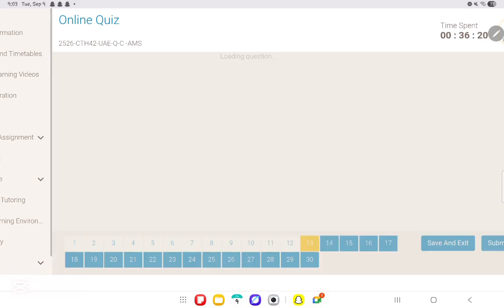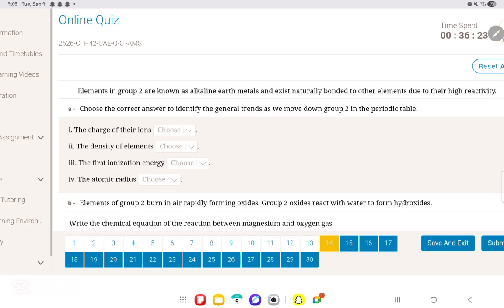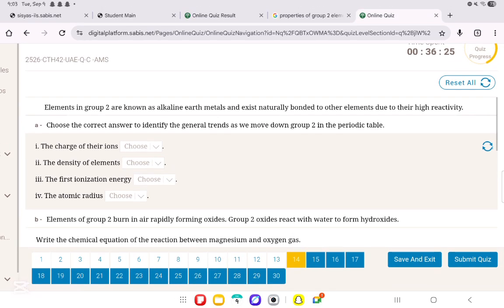Move on to question number 14. Elements in group 2 are known as alkaline earth metals. Choose the correct answer to identify the general trends as we move down group 2 in the periodic table. As we move down group 2, what happens? The charge of their ions remains constant. Why is this? Because if you take the charge of any group 2 element, you have Be, Mg, and Ba. What are their charges? Be2+, Mg2+, Ba2+, so it's always the same.